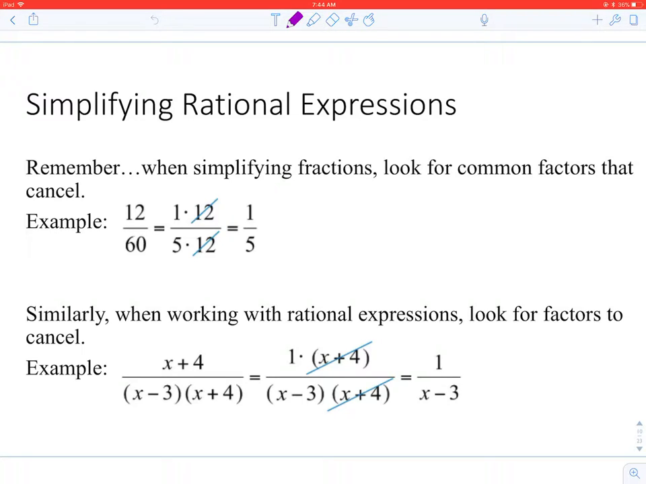So similarly, when working with rational expressions, we're going to be looking for common factors in the numerator and denominator that can cancel, that will simplify to be 1. For example, x plus 4 over x minus 3 times x plus 4. The x plus 4s can cancel, and that leaves us with 1 over x minus 3.